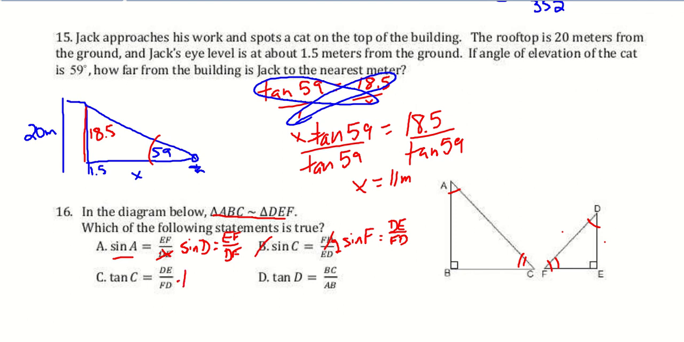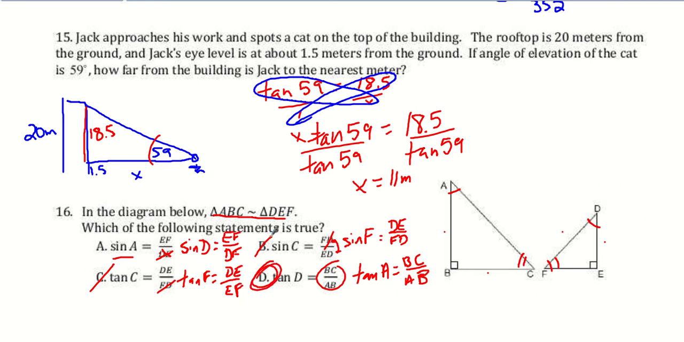Okay, the tangent of C is the same as the tangent of F. And the tangent of F is the opposite side. So that's DE over the adjacent side, which is EF. And you can see that this is off. So this one's off. And the tangent of D is the same as the tangent of A. The tangent of A is the opposite side, so that would be BC here over the adjacent side. Okay, so that's going to be AB. And you can see that that actually is what the ratio is. And so this would be my correct answer.